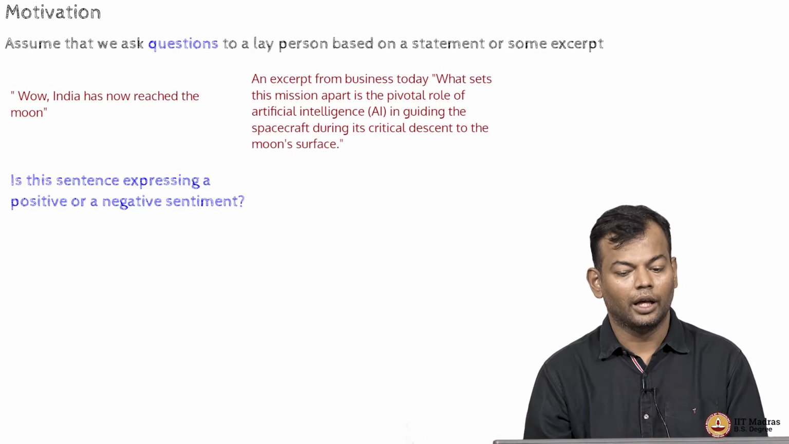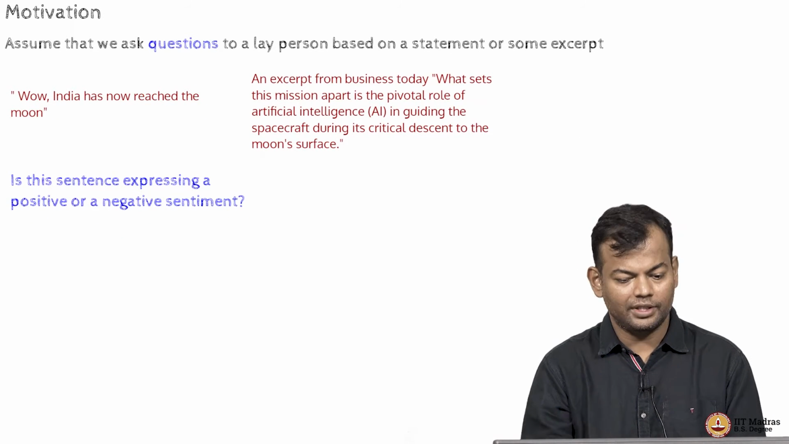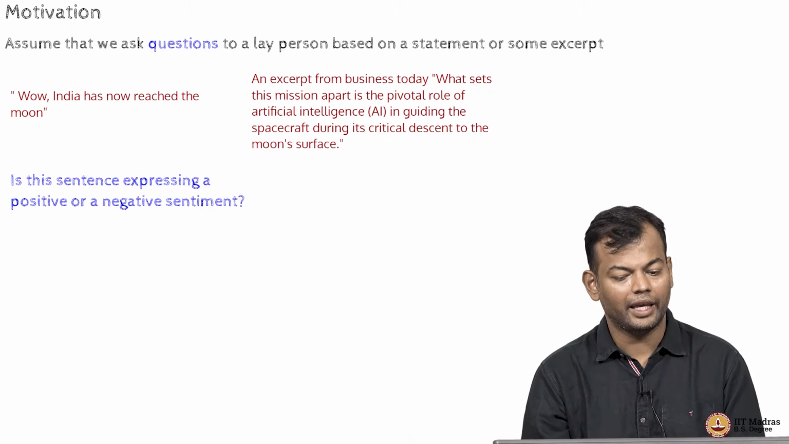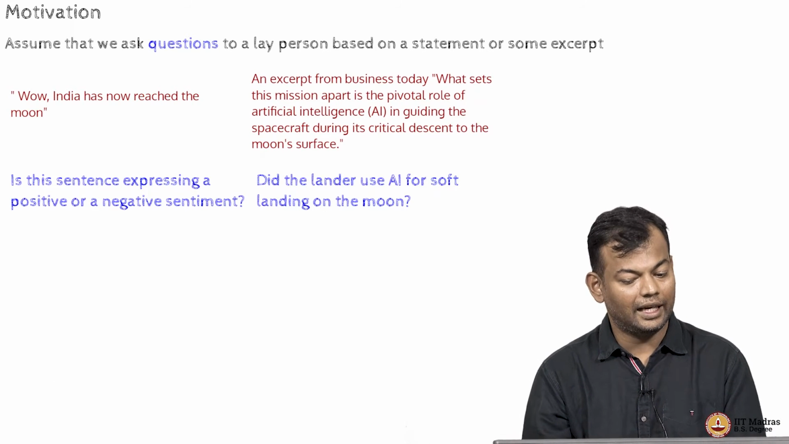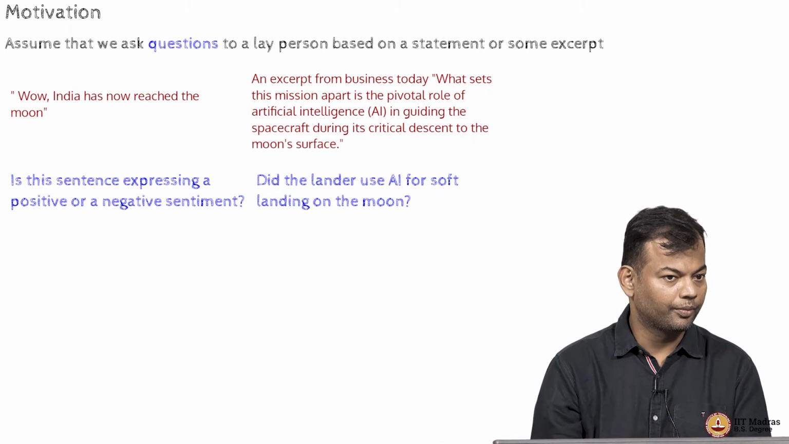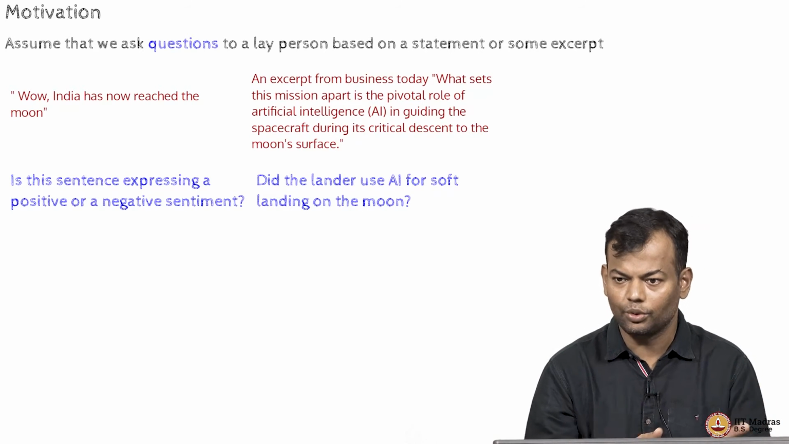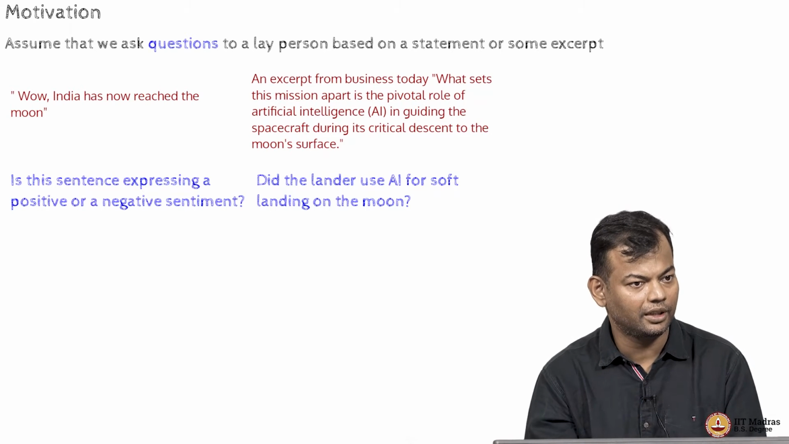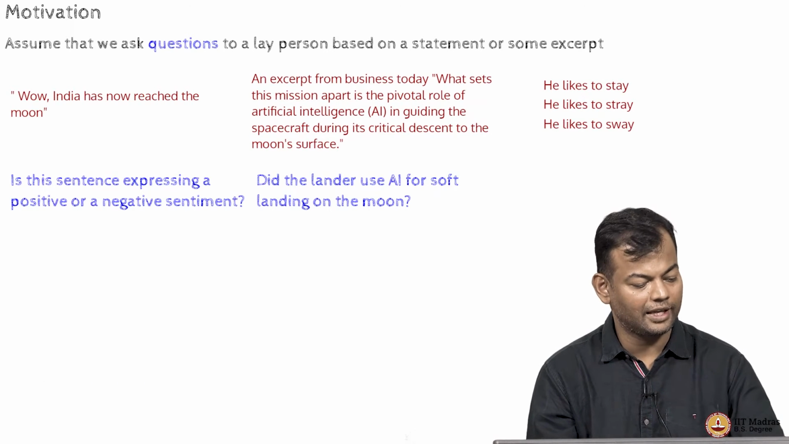Okay. Now, here's another article which says that what sets this mission apart is the pivotal role of AI in guiding the spacecraft, and so on. Now, I ask a question. Did the lander use AI for soft landing on the moon? Will anyone be able to answer this? Most people that you know will be able to read this paragraph and answer that. Yes, no? Okay. And, he likes to stay, he likes to stray, he likes to sway.